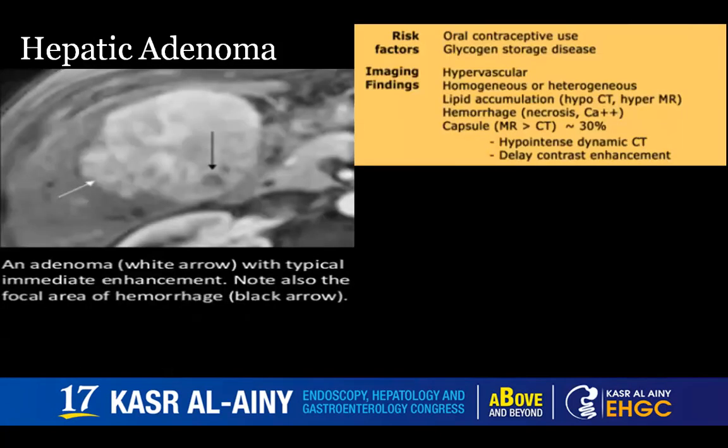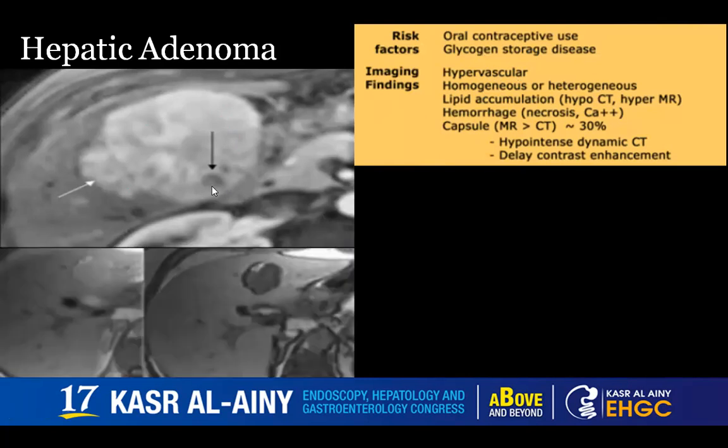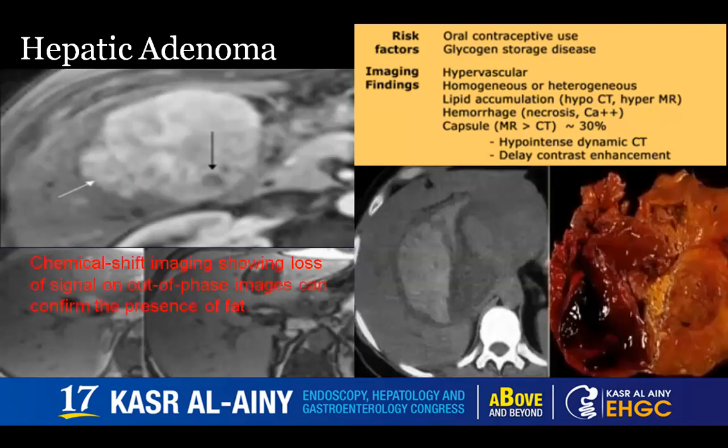Hepatic adenoma: we usually need a history like oral contraceptive pills or glycogen storage disease. This is a hepatic adenoma showing this area of bleeding, hemorrhage. Also, it may show areas of lipid deposition. Here are in-phase and out-of-phase MRI images. This is another hepatic adenoma showing hemorrhage inside.